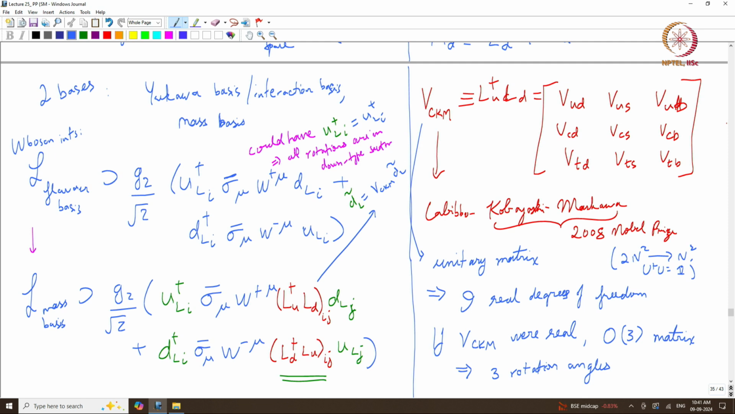Other people will keep the down sector unrotated and put all the flavor rotations in the up sector and define that as a CKM matrix, in this case, the CKM matrix dagger.